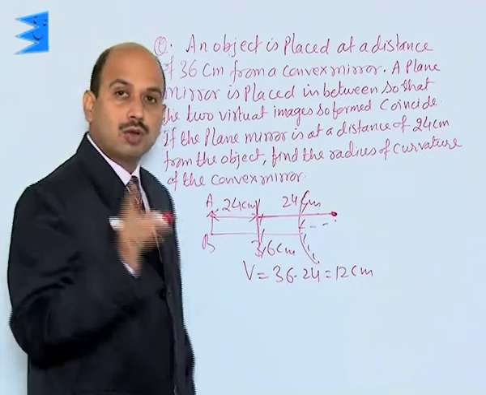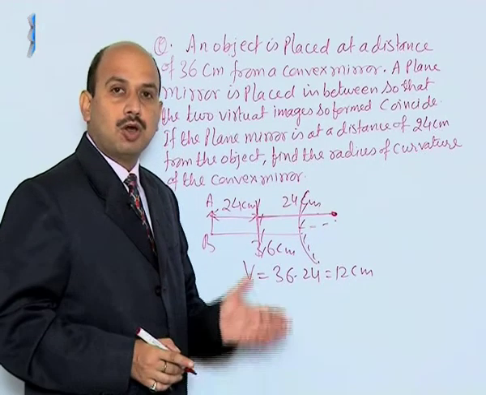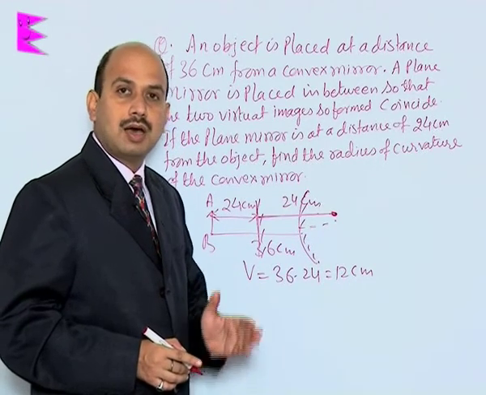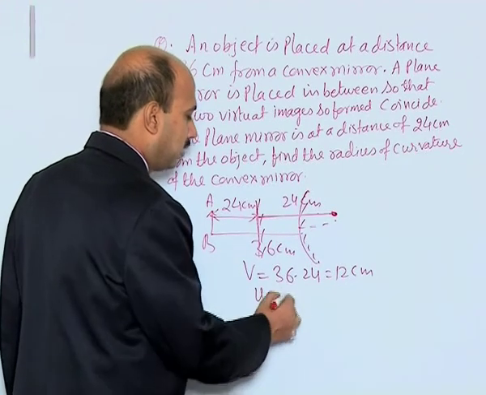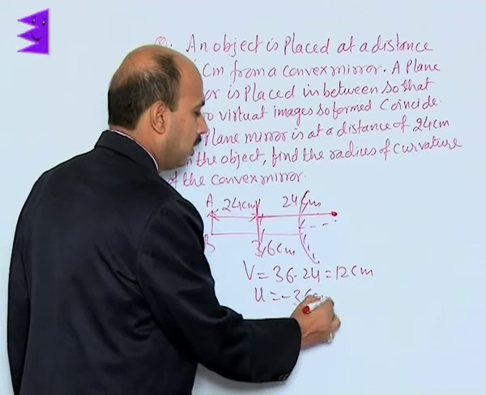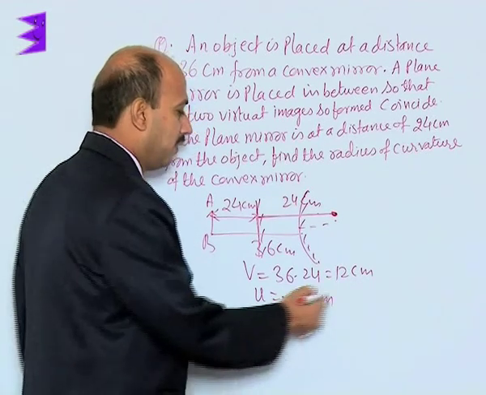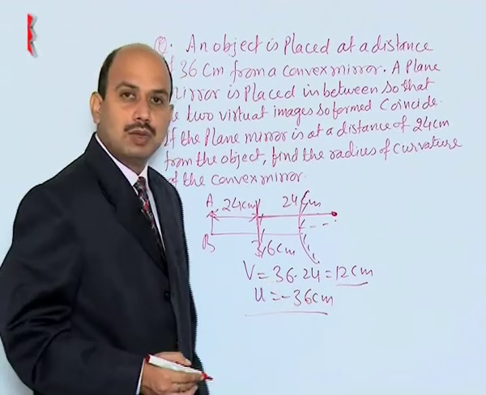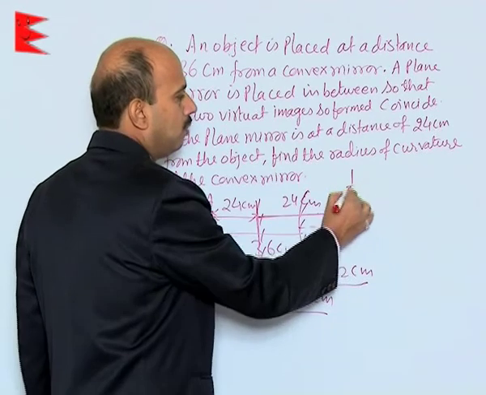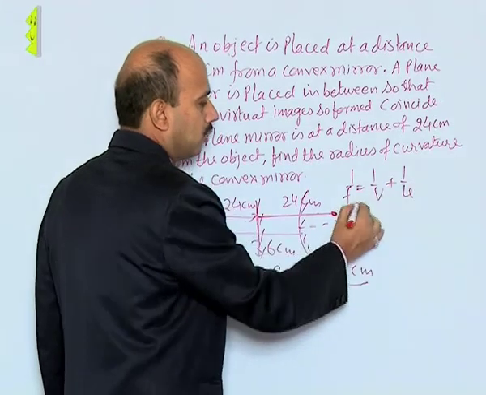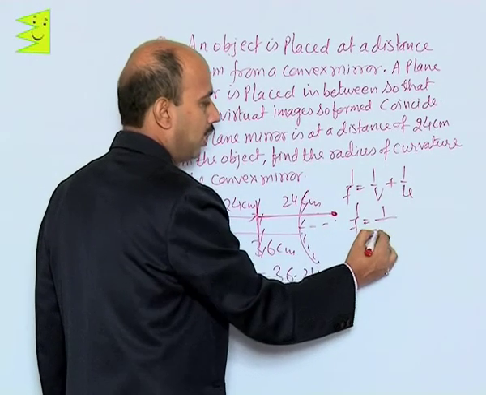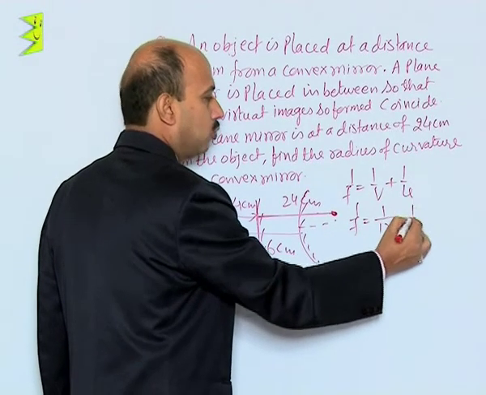So here we have used the concept that the image distance and object distance for the plane mirror are equal. And for the convex mirror, the object distance is minus 36 centimeter. So we know the two quantities, V and U. So now we can calculate focal length. We know the mirror formula, 1 upon f equal to 1 upon V plus 1 upon U. So 1 upon f is equal to 1 upon 12 minus 1 upon 36.